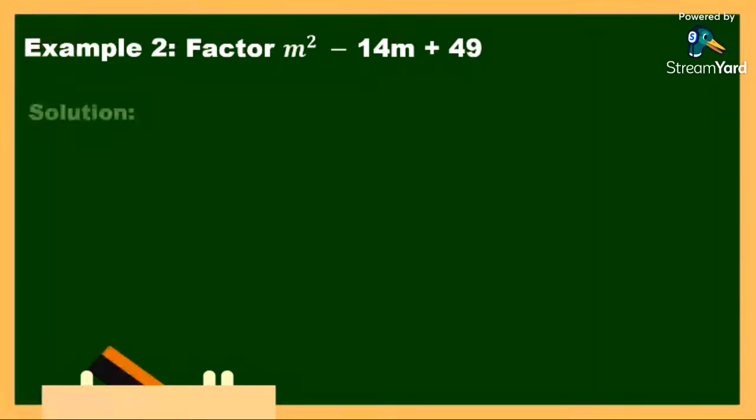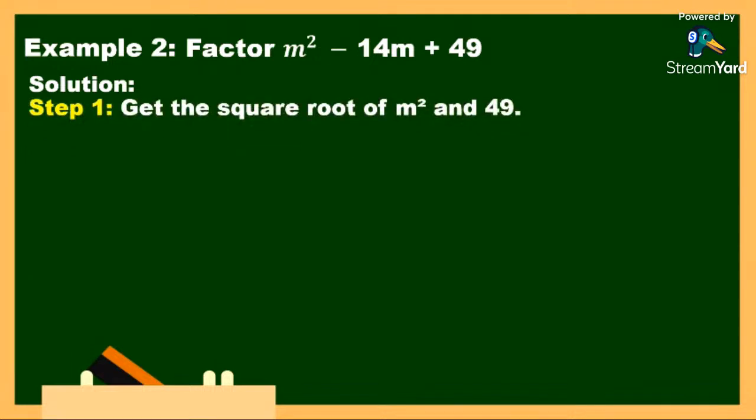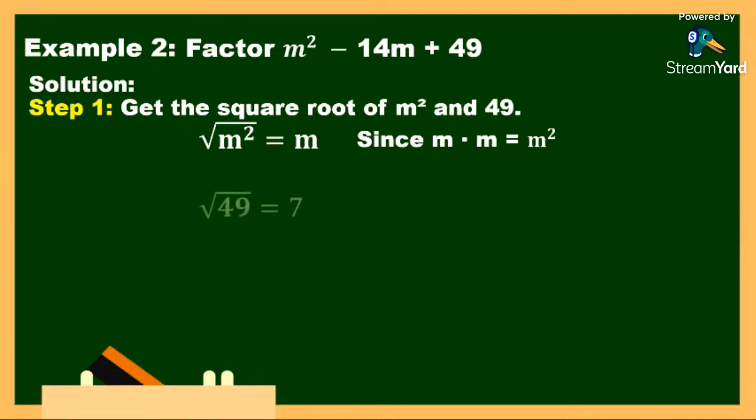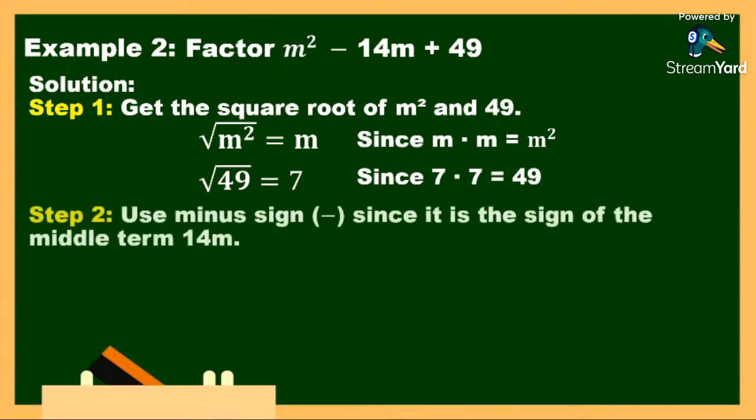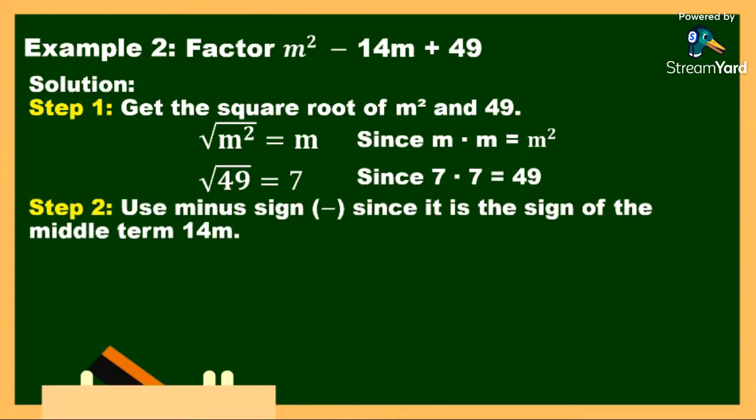So, ang ating gagawin, una-una ay kukunin ang square root ng first term at saka last term. Dito sa ating example, ang ating first term ay m squared at ang last term naman ay 49. So, the square root of m squared is equal to m, since m times m is equal to m squared. And the square root of 49 is equal to 7, since 7 times 7 is equal to 49. Step 2, use minus sign, since it is the sign of the middle term 14m.